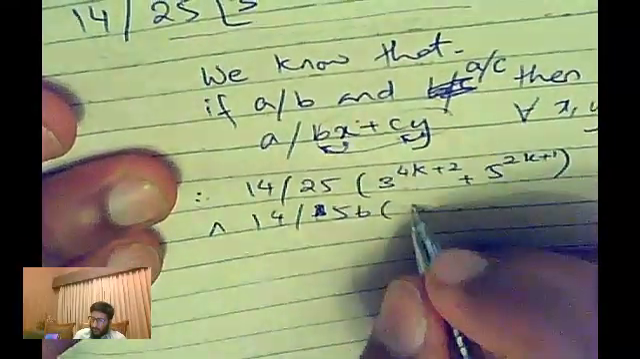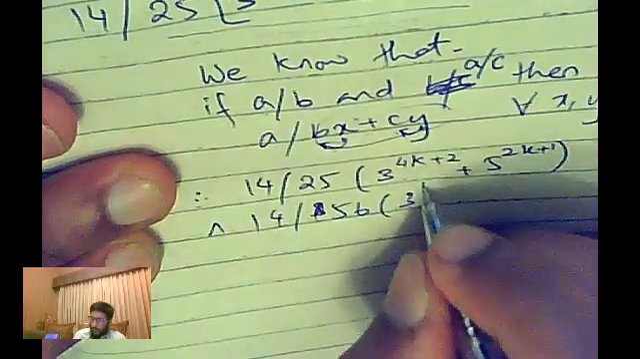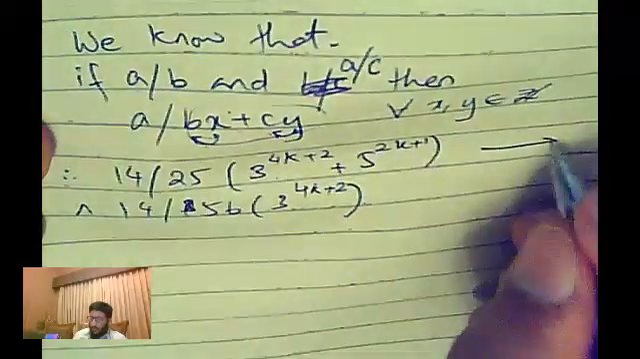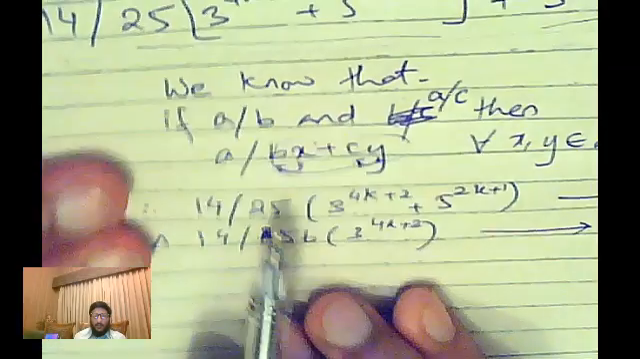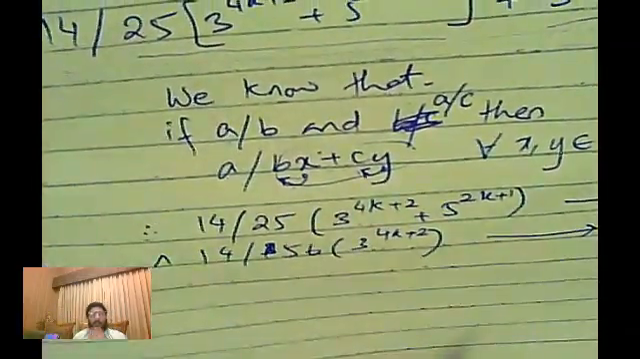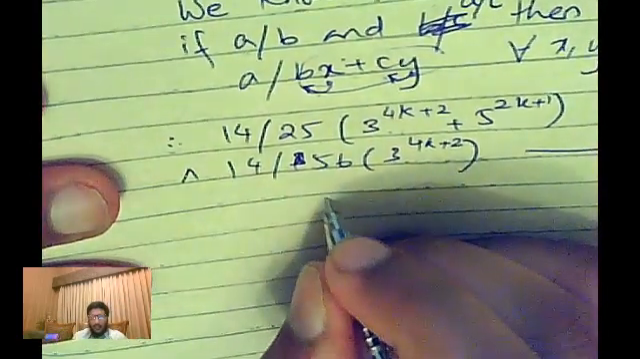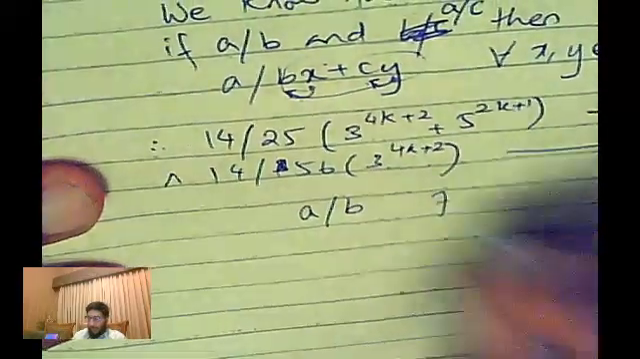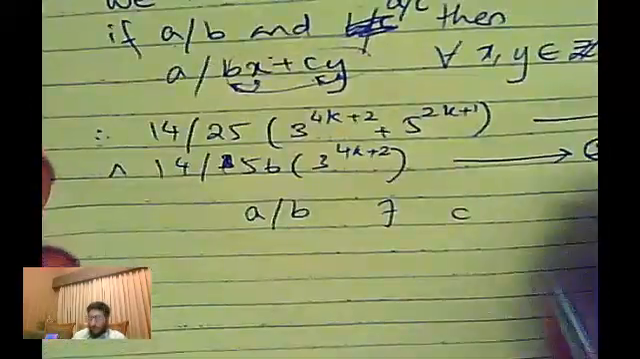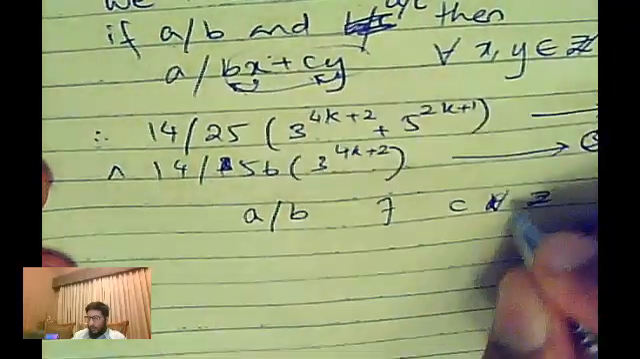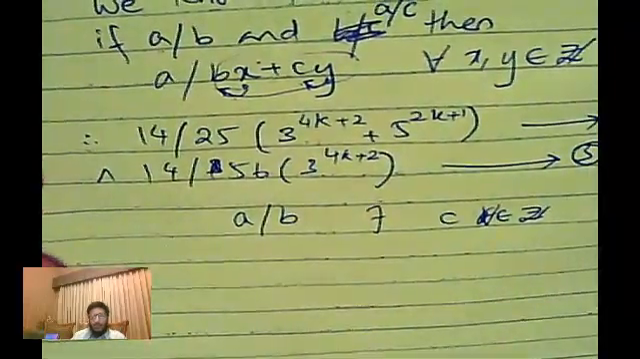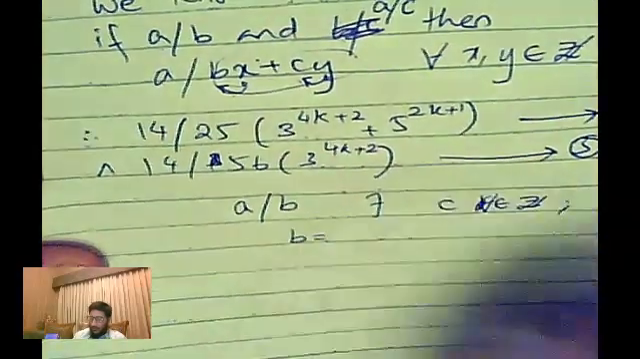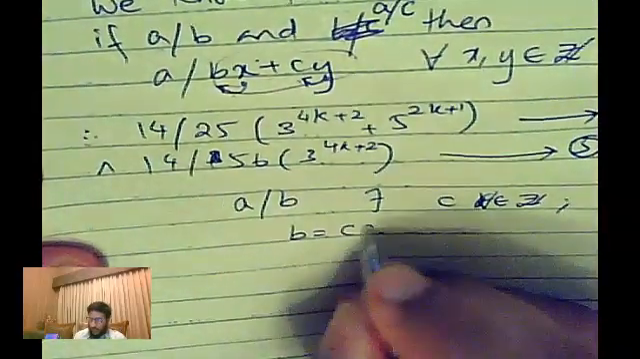56 multiplied by 3 to the power 4k plus 2. We name this equation number 2, equation number 3. We named one equation, right? Yes. And we have another property of divisibility. Actually, this is the definition of divisibility that says that if A divides B, then there exists a number C that belongs to the group of integers such that B equals C times A.